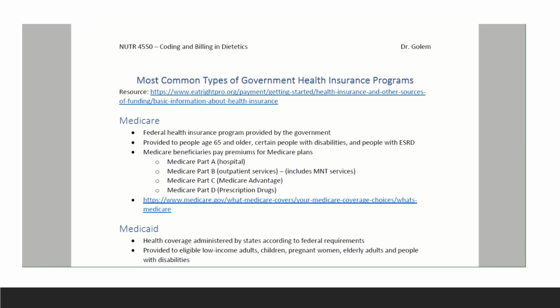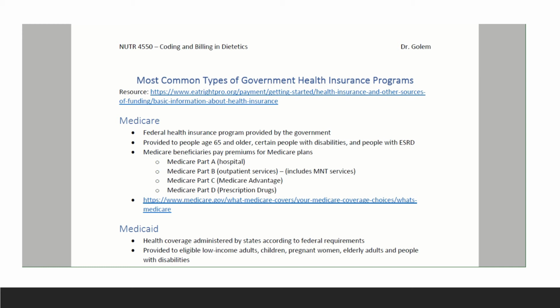Here is the handout that I provided you, developed on the most common types of government health insurance programs, and this is going to be a great reference for you, not only for the class but afterward. I also provided some links to the sources of this information and where you can learn even more.